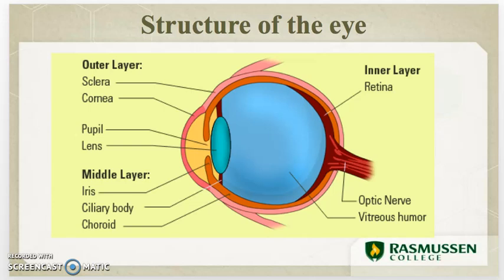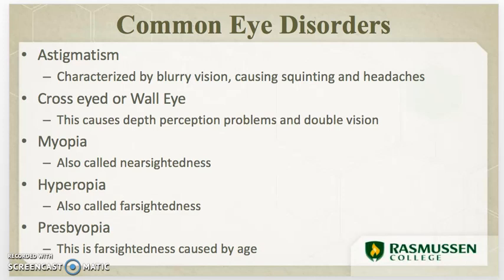So now that we understand the structure of the eye, what it is, and what systems are all involved, it's now time for us to discuss some common disorders that are associated with the eye or ophthalmology. The first one I want to talk about is astigmatism. This is a condition caused by an irregularity in the curvature of your cornea or your lens. It's characterized typically by blurry vision, and you could also have some squinting or headaches. Typically, this can be treated with glasses, contacts, or any sort of eye surgery to reshape the cornea.